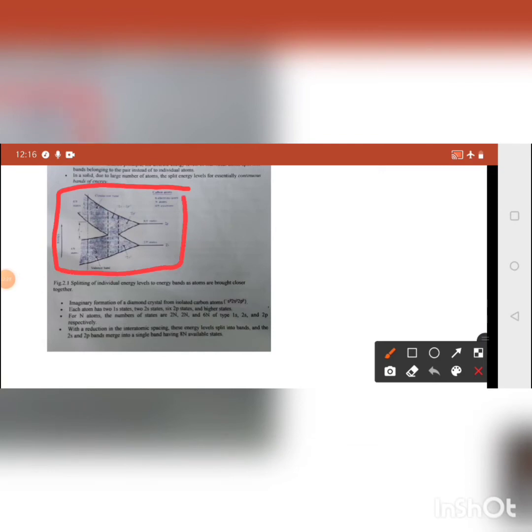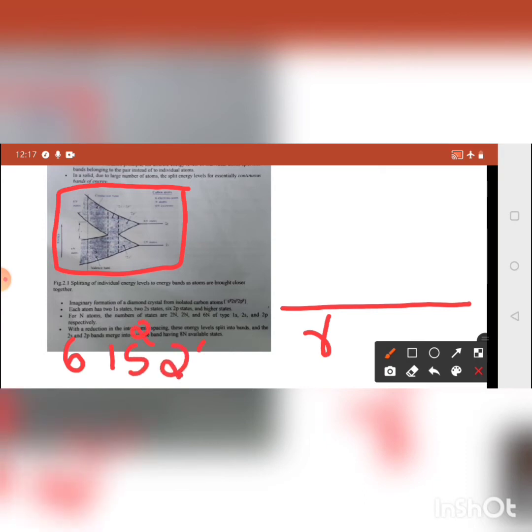energy band of carbon. So I'll draw this for you. Let this X line be the interatomic spacing. Okay, so what is the atomic number of carbon? The atomic number of carbon is 6. So I can write 1s2, 2s2 and 2p2. Okay, so this 1s level is close to the nucleus. So it is close to the nucleus.